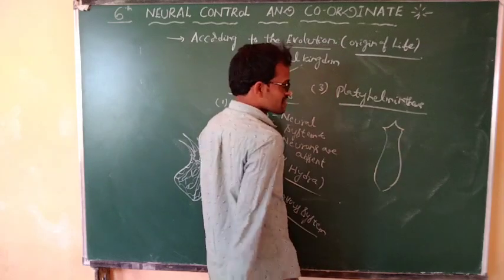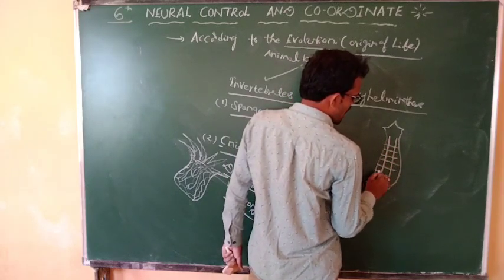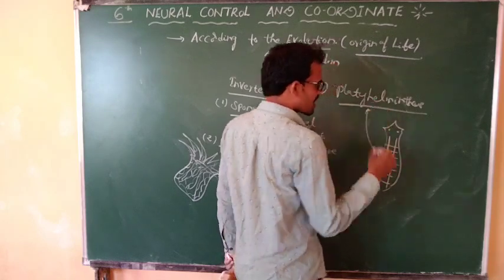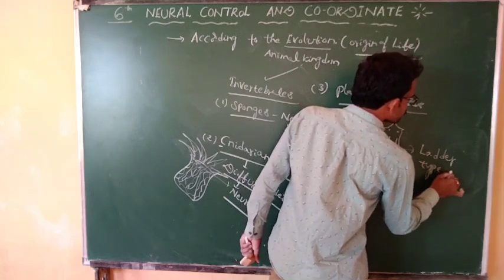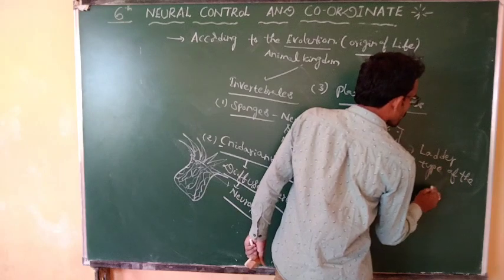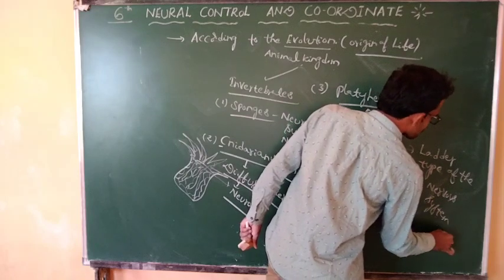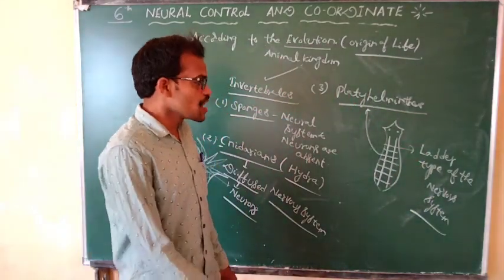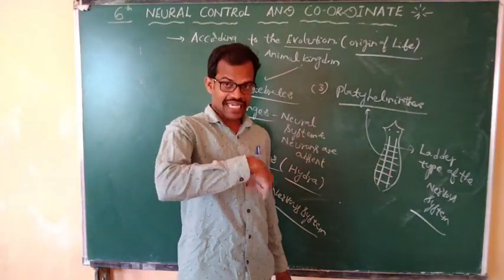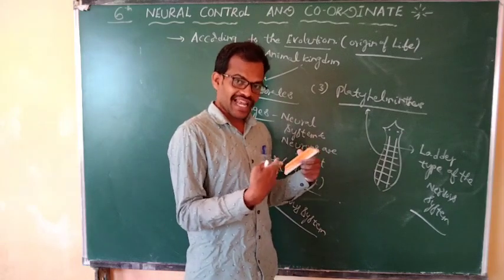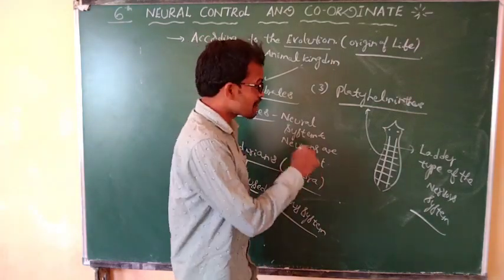The ladder type of the nervous system consists of two nerve cords present on the ventral side. Both are connected with the help of ganglia, with the help of neurons. This is the ladder type of nervous system.